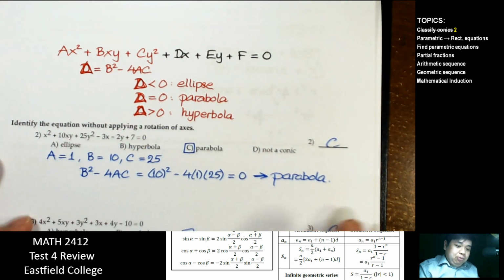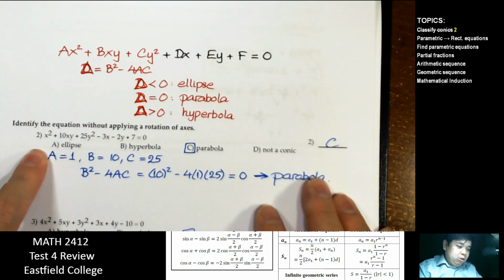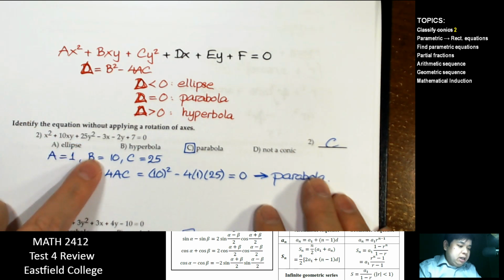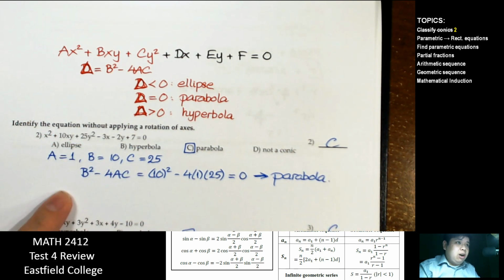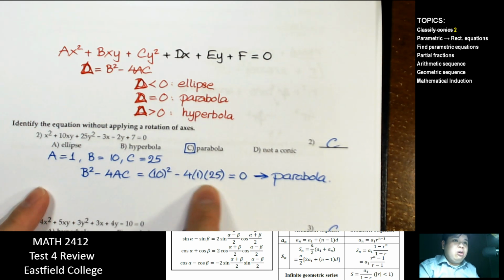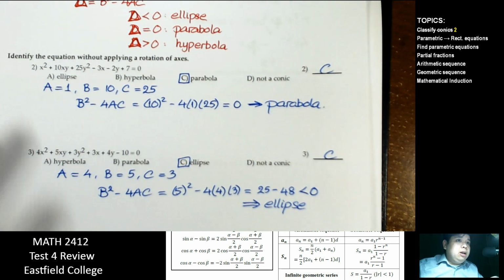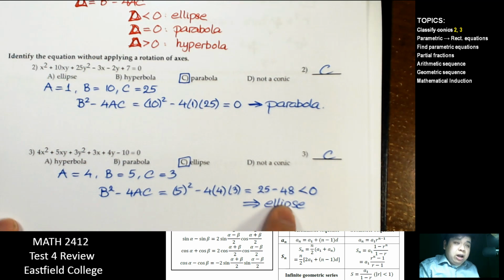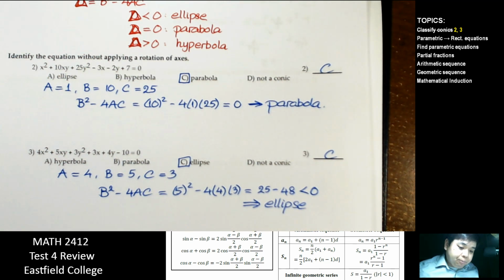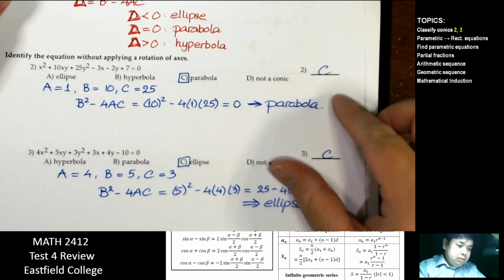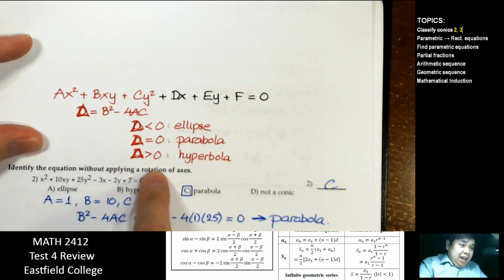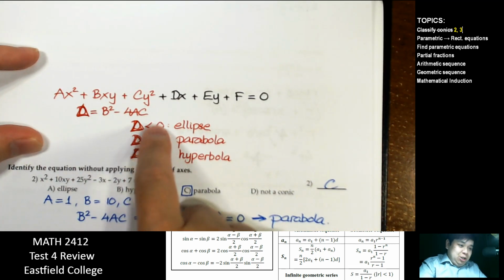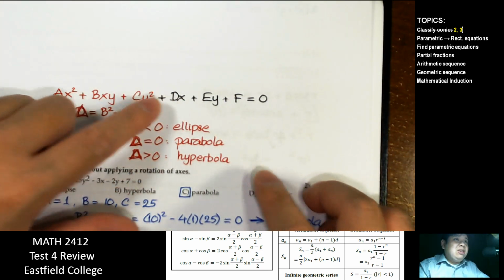Anyway, so A equal to 1 for the first one, B equal to 10 and C equal to 25. Put in the formula. That equal to 0 is parabola. Same thing on the next one. So B squared minus 4AC, and we have that less than 0, so that's an ellipse. So yeah, just change that to something else other than D, because that will be redundant with the formula here. Right.